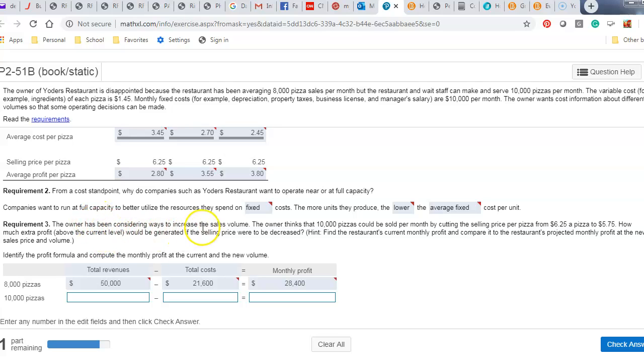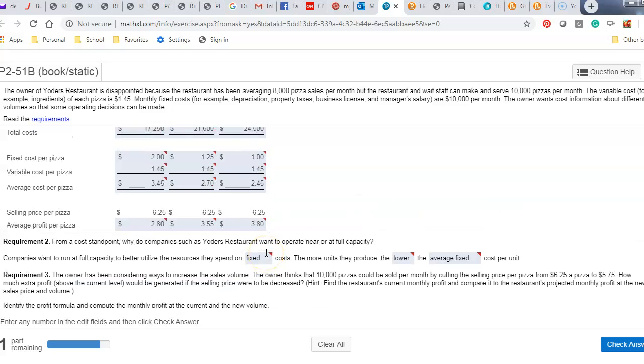Companies want to run at full capacity to better utilize the resources they spend on fixed costs. Remember, they want to be able to better use their resources on the fixed costs, because those are the costs they really can't control. And it stays the same. It's the variable cost that's going to go up and down depending on how much volume. So the more units they produce, the lower the fixed average cost. Remember, fixed costs stay the same as a total, but when you average it based on the number of units, it does change a little bit. So the average fixed cost is going to fluctuate a little bit depending on the volume, but the cost number itself stays the same. So it's a really interesting point here.